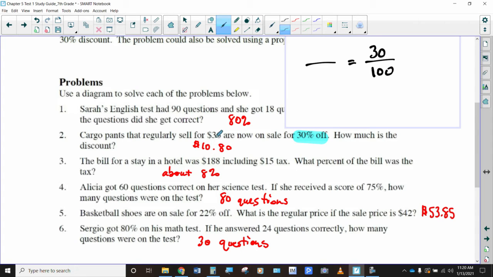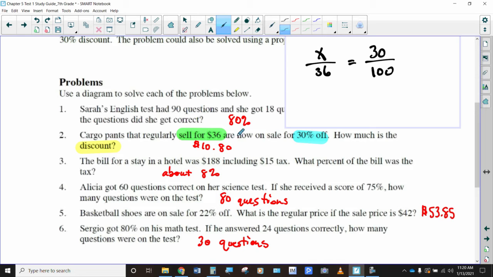Okay, so what does the 36 represent? Is that the total, or is that the amount of the discount? The discount is always a part, correct? The discount is always considered a part. The regular sale price would be the original price, which would be the original total. So this is going to be the total. So we're going to put 36 in the denominator, and we're trying to find out the amount of the discount.